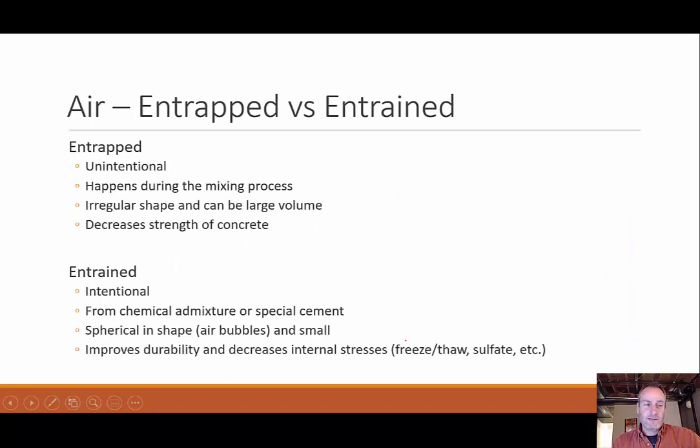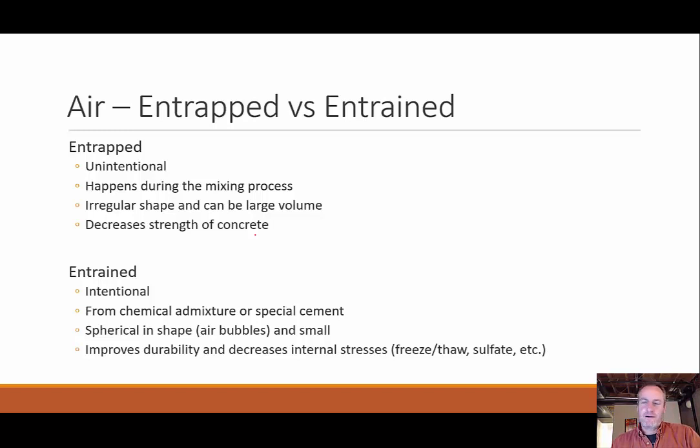There's two types of air that can be in your concrete. One is entrapped and one is entrained. Entrapped air is that unintentional, when you're mixing it all up, you're introducing this air, right? That's why we use our internal and external vibrators to try and get out those little air pockets, because those are the unintentional air pockets, and they can be irregular shaped, have large volume, and of course it decreases the strength, because if you think about concrete pushing down, you have a big air pocket down here, and the compression just isn't there. You've decreased your cross-sectional area in a way, right?